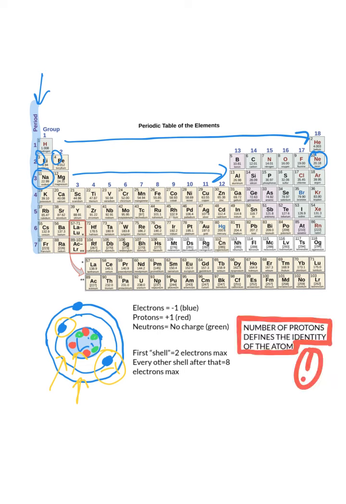Most importantly, one of the things that I want you guys to take away is that the number of protons is what defines the identity of the atom. It does not change. For example, the lithium atom always contains 3 protons. The fact that it has 3 protons is what defines it as a lithium atom. You can tell how many protons an atom has by this number at the top, right? So if we look at lithium, it says 3 right there.